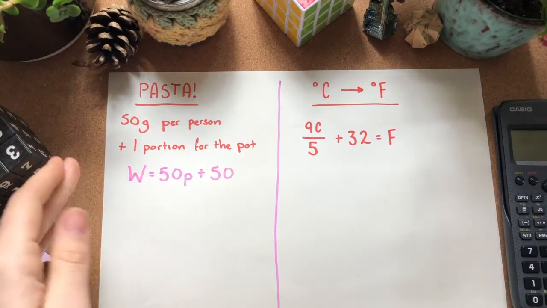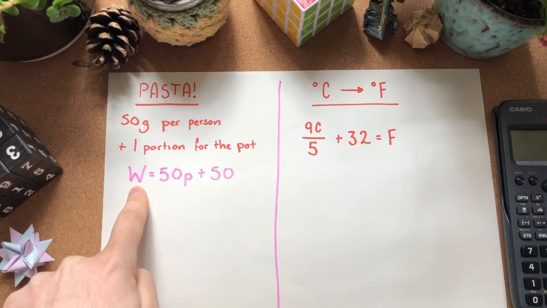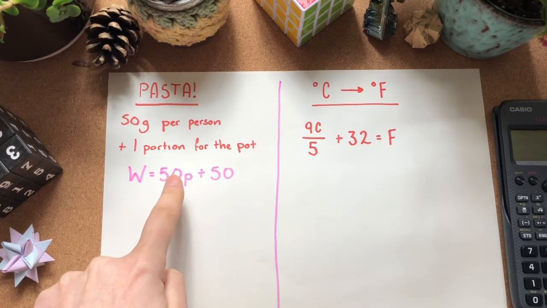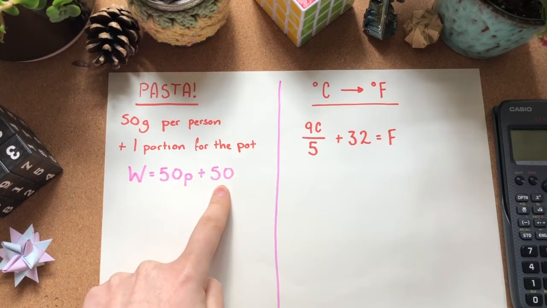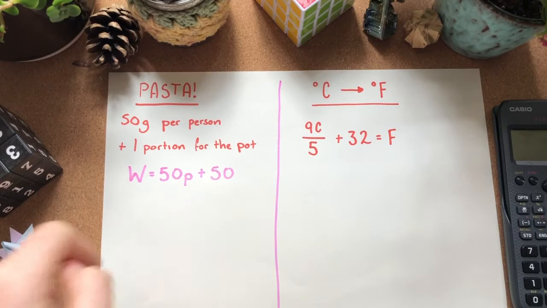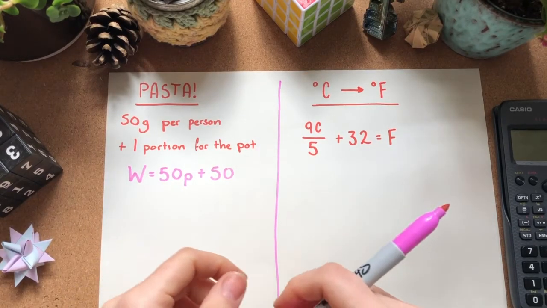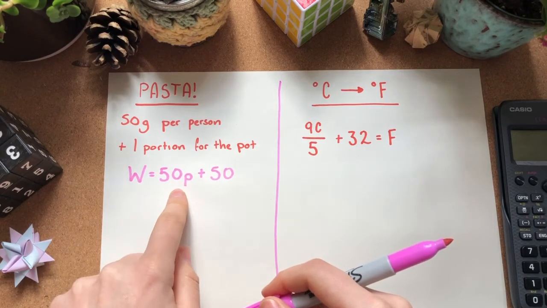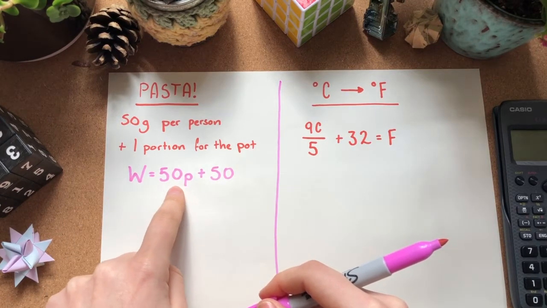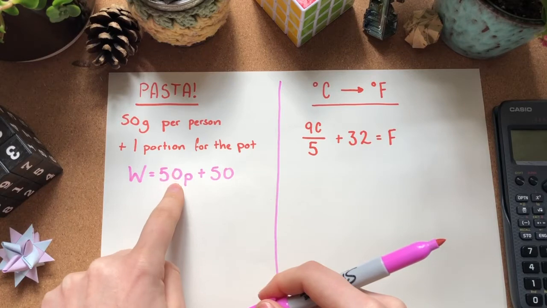The way that this would be read is: the weight of pasta that you need is equal to 50 times the number of people that you've got, plus 50, that's our extra portion there. One of the main mistakes that people make when they're doing substitution or using formula is not recognizing that if you've got a number and a letter right next to each other, that is a multiply.